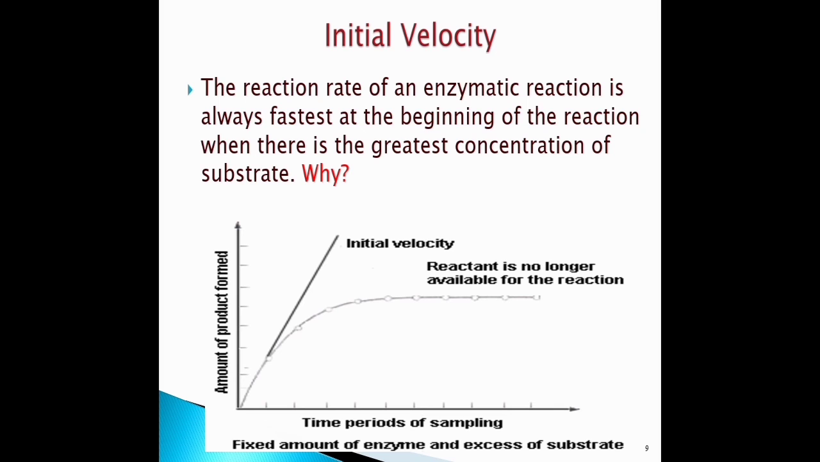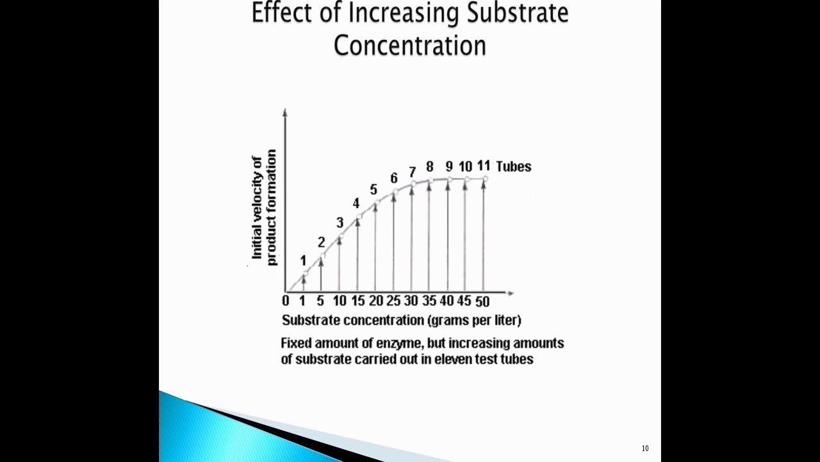Initial velocity. The reaction rate of an enzymatic reaction is always fastest at the beginning of the reaction when there is the greatest concentration of substrate. On the y-axis, amount of product formed. On the x-axis, time periods of sampling, fixed amount of enzyme and excess of substrate. Initial velocity. Reactant is no longer available for the reaction.